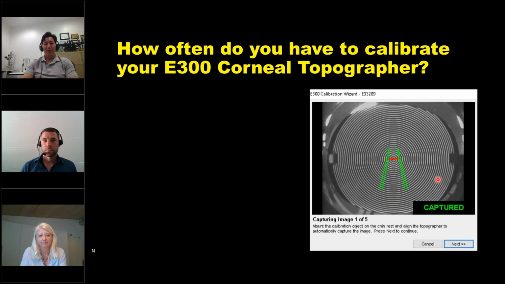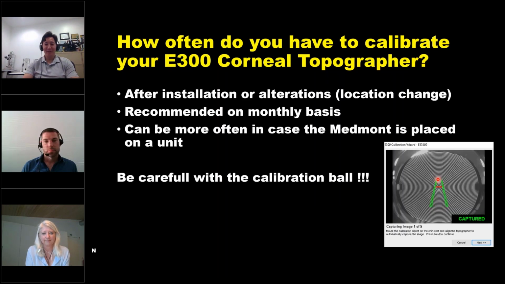Another question is, how often do you calibrate your E300 Corneal Topographer? I can tell you that we're super guilty at the university of not doing this regularly. Nikki, again, maybe I could rely on you. What is recommended for this? Based on the manual of Medmont, it's recommended to do it on a monthly basis. What I recommend to my customers is start with a monthly basis. We all know it's something that is overlooked a lot. I recommend to put it in your agenda once a month as a recurring appointment. That way you'll never forget it.